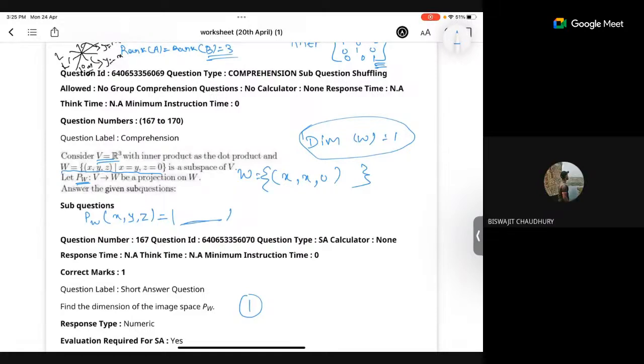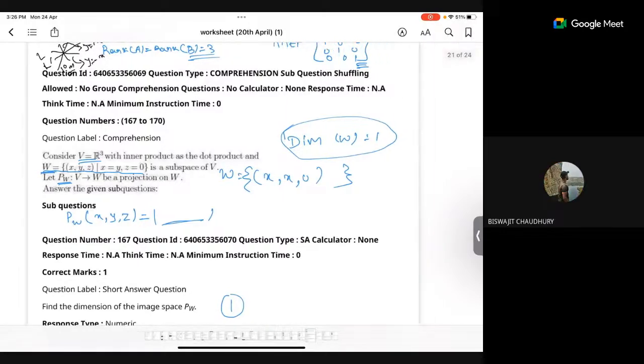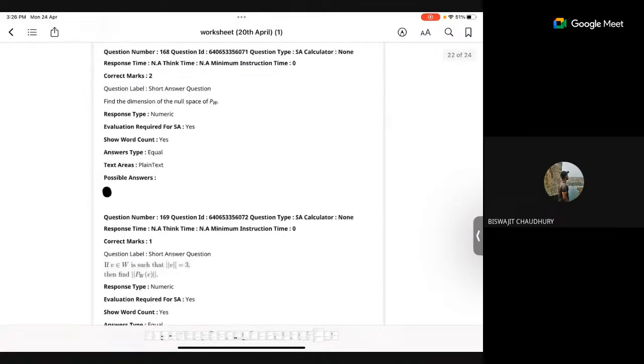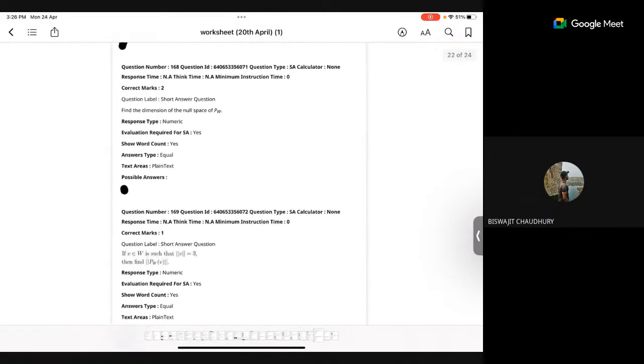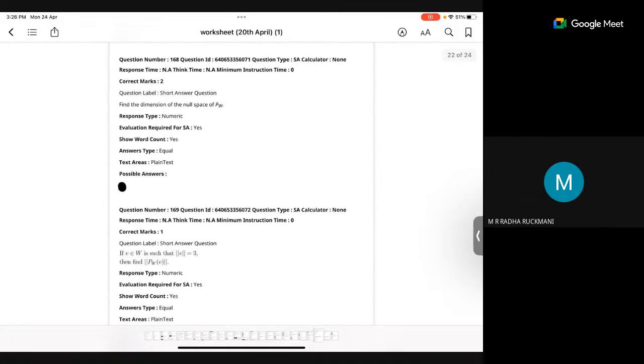PW is basically a linear transformation for which the domain space is V, that means R3, and the codomain space is W. W is basically this. Now we are going to find what is our PW basically. So see, now try to solve this question.